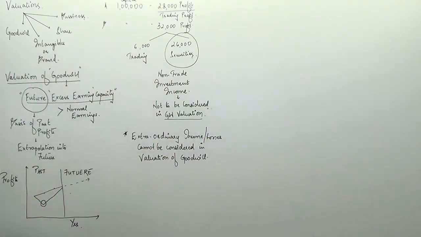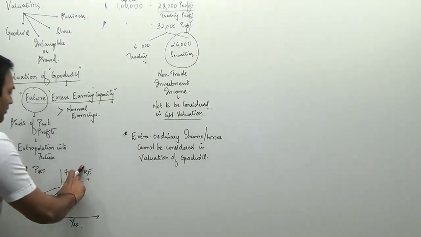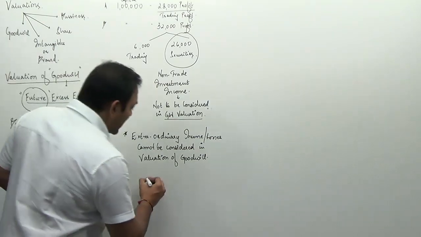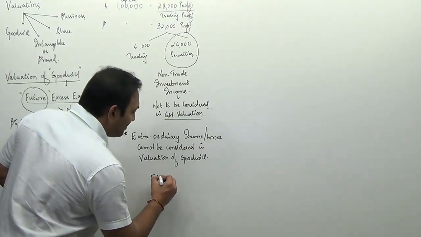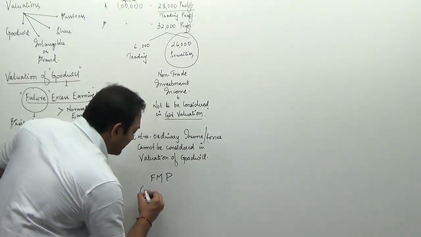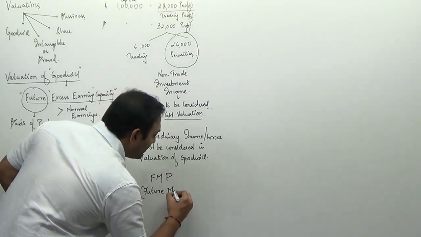To sum up, what we say is goodwill is not just based on future profits. We call these profits FMP. It simply means we are talking about future maintainable profits.